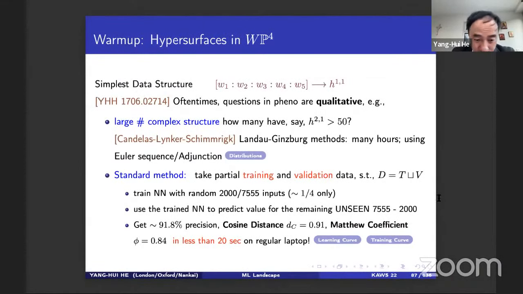Let's start with the simplest data set in Calabi-Yau manifolds, or actually the simplest data set in string theory, which is the hypersurfaces in weighted projective 4-space, right? So remember what the data structure was. You have a 5-vector input in terms of the weights. And say, for example, you want to classify the H11 of such a data set.